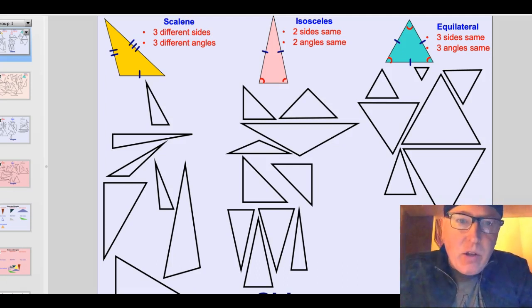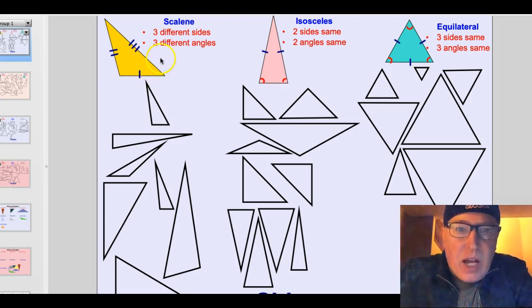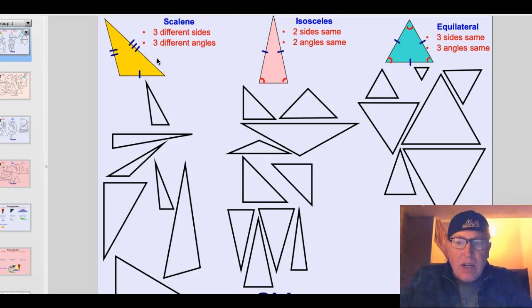A scalene triangle up here has three different sides and three different angles. So this side is a different measurement from this side, which is a different measurement from this side. I put these little tick marks in here to show that this is one measurement, 2 tick marks show that this is a different measurement, and 3 tick marks show that this measurement is different from all these, so there's 3 different sides. If it has 3 different sides, then it also has to have 3 different angles. The angles can't be the same if the sides are different. So 3 different sides, 3 different angles.